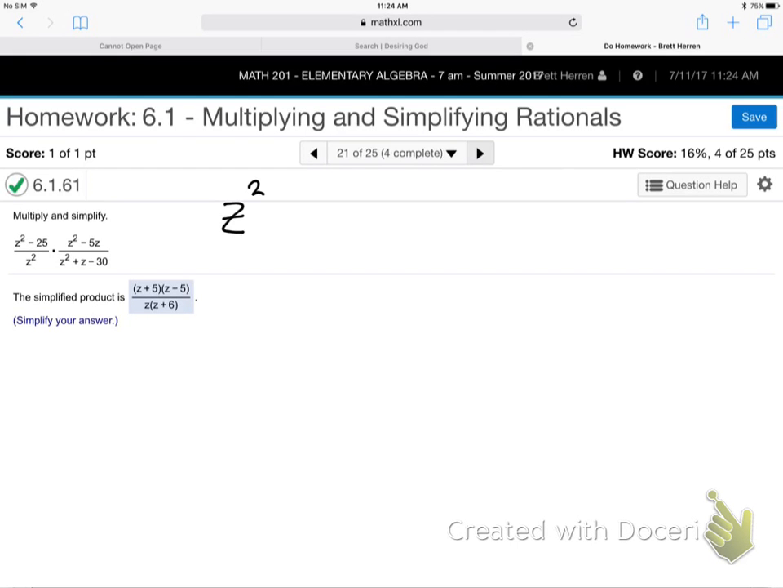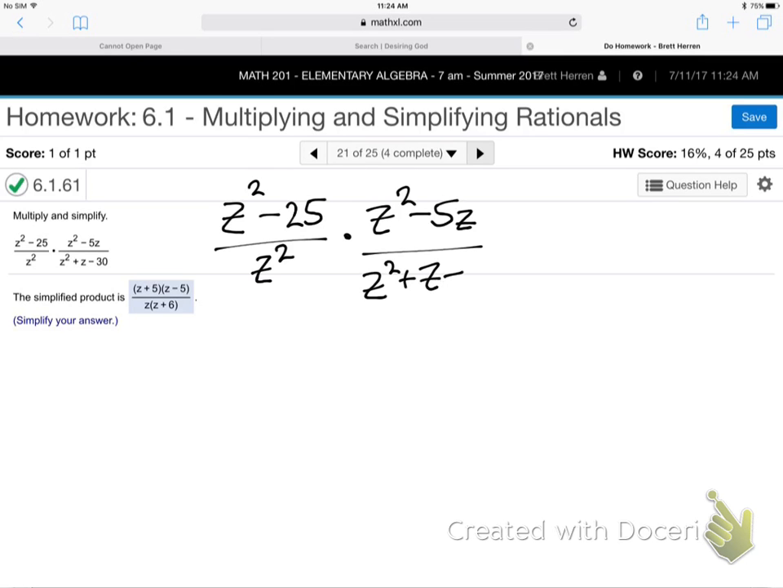So, z squared minus 25 over z squared times z squared minus 5z over z squared plus z minus 30. All right, so that's kind of like 4 factoring problems. Well, I guess just 3 because the z squared itself doesn't need to be factored. But there's 3 factoring problems, isn't it? So go ahead and factor those.